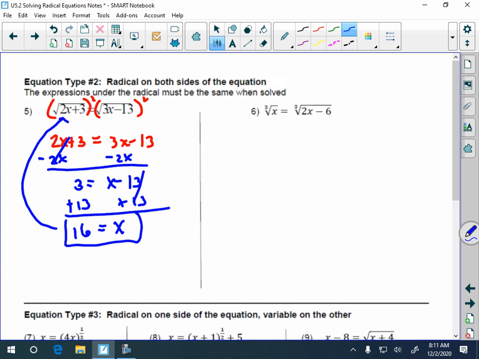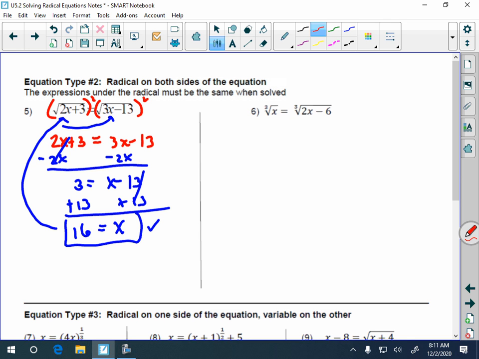So 2 times 16 is 32, and 32 plus 3 is 35, so I get 35 under the first radical. And then I want to check, do I get 35 under this one? So 3 times 16 is 48, and then 48 minus 13, that's 35. Okay, so I do get the same thing. So yes, that does work.